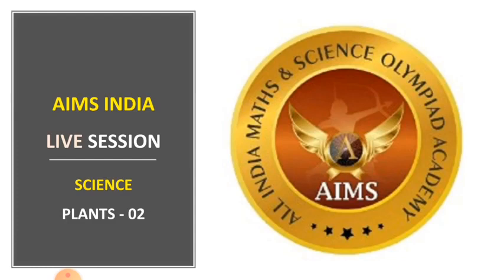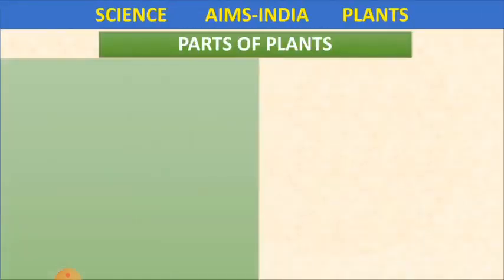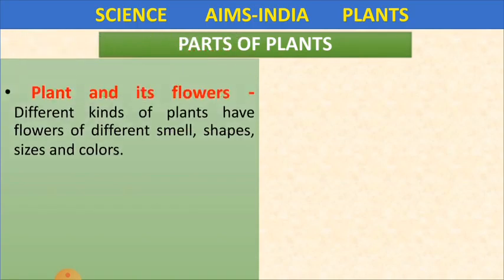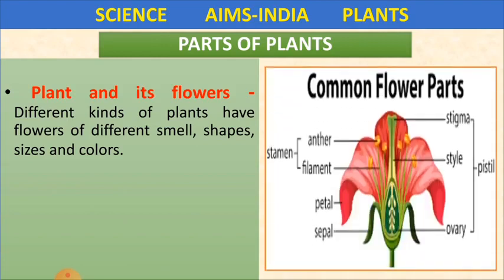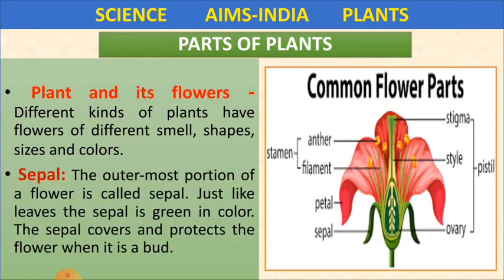So in our science subject, today we are going to learn about flowers. Okay, so yesterday we learned about the parts of the plants and now today we are going to learn about flower. Okay children, so here we see that different kinds of plants have flowers of different smell, shapes, sizes and colors. Yes or no children?